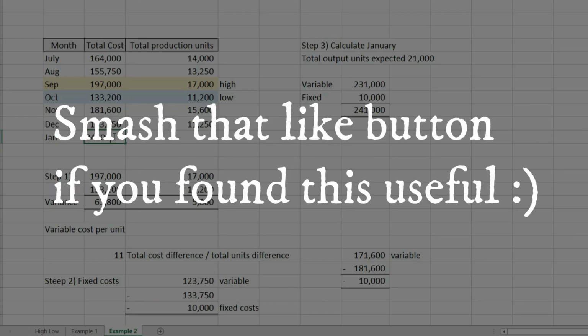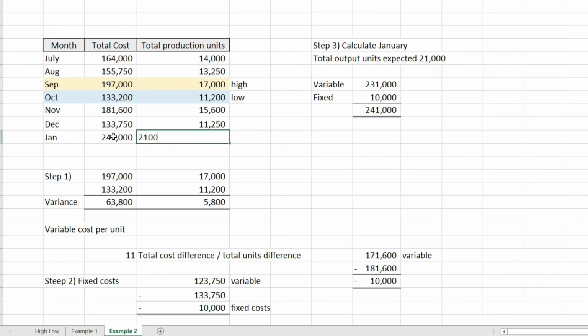So let's pop that into the table. Again, make sure that you do that step. Don't miss that step out, whatever you do. And again, it's as simple as that.